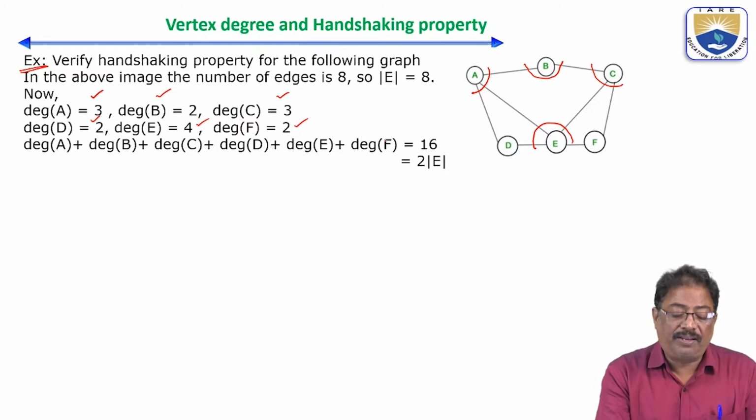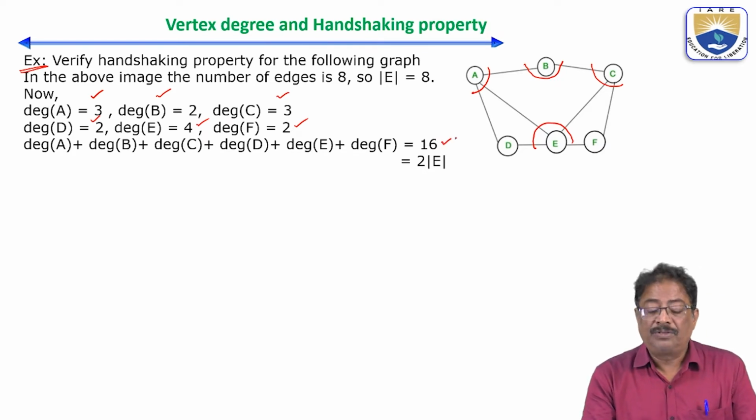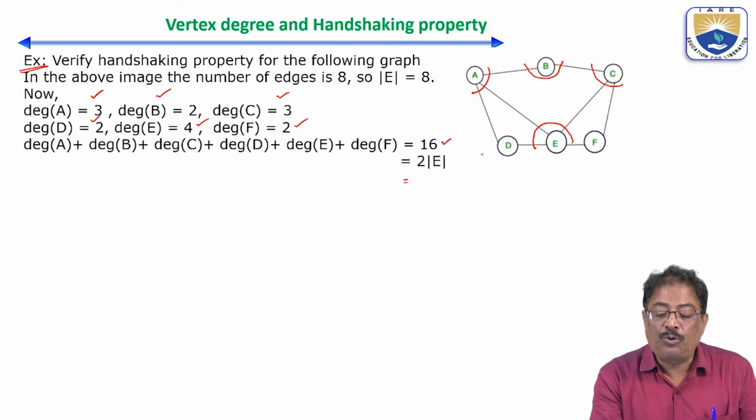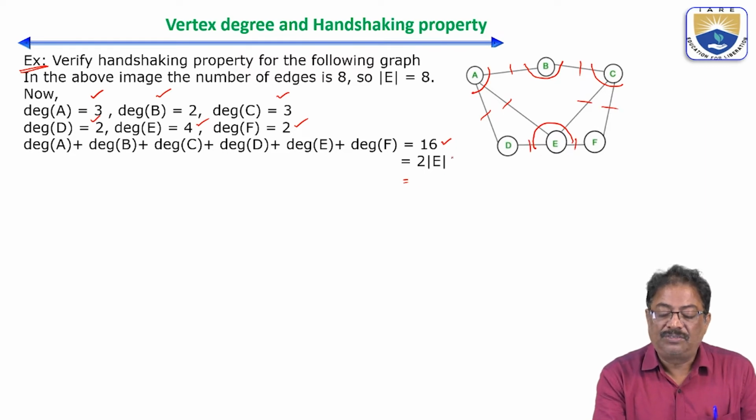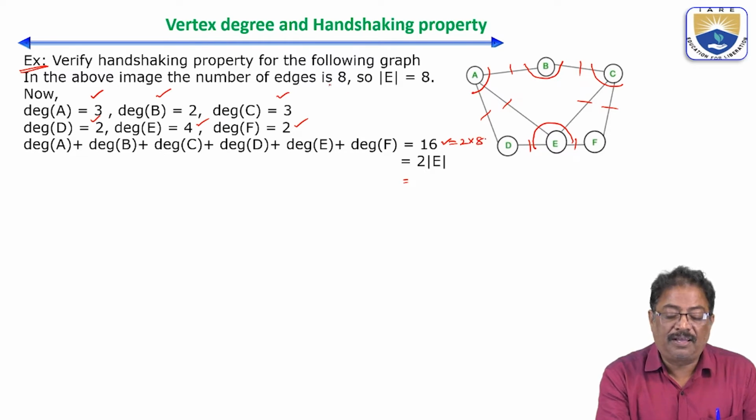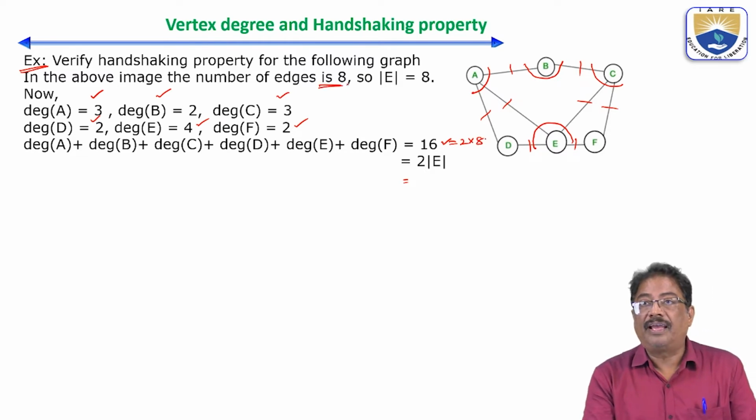Now, sum of the degrees of all vertices, if I am going to add all the things, then I am going to get 16. So this is equals to 2 into number of edges. How many edges is it having? 1, 2, 3, 4, 5, 6, 7, 8. So which is nothing but 2 into 8, and the graph is having 8 edges.